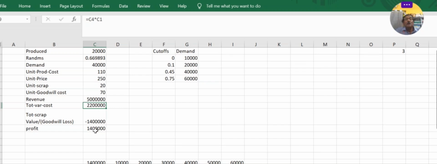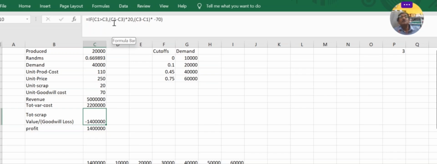All these things are done through formulas. You can check it. Total variable cost is shown, and how will we calculate the goodwill? If C1 is greater than C2, meaning production is greater than demand, it will be a case of excess production, and we will get 20 rupees per unit of excess production, and that revenue will be added to profit. But as this is not the case, C1 is not greater than C2, therefore we will go for this option. This is the formula from Excel I have taken.